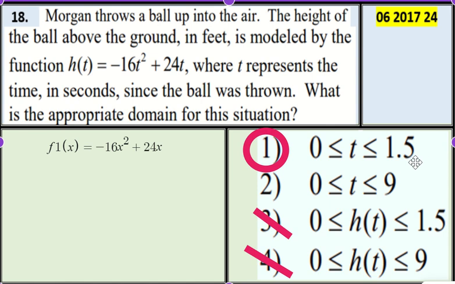And that's the only part of the graph that really matters, because after that, the ball might touch the ground, but it's not going to be under the ground. So all those negative values in the function won't ever exist. And that's our answer to question number 18.